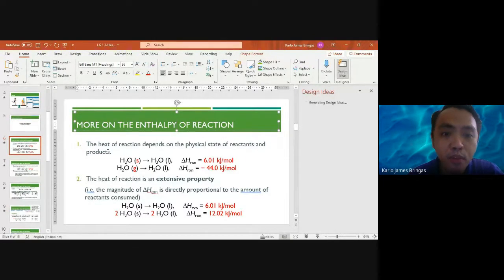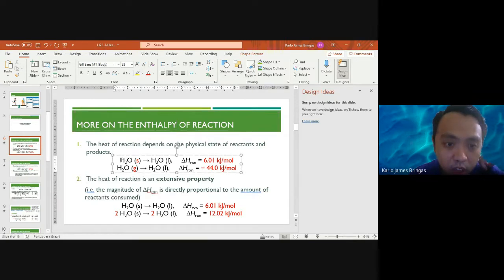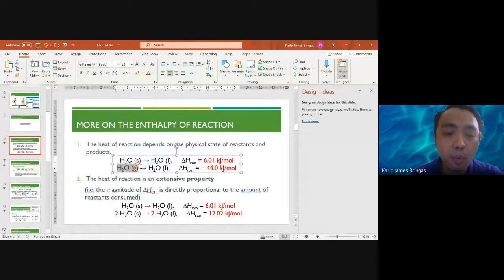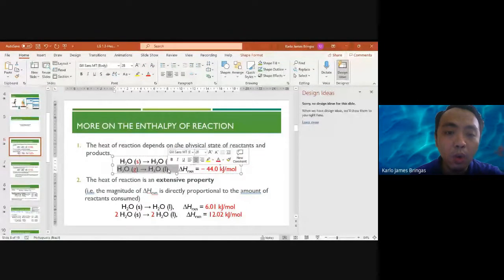So we observe the following properties regarding our delta H of the reaction. Number one, the heat of reaction depends on the physical state of the reactants and products. In here, you have two examples of a chemical change. In the first, you have solid water being turned into liquid water. And below it, you have gaseous water vapor being turned into liquid water.